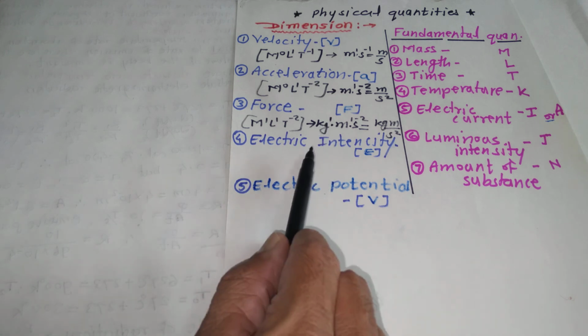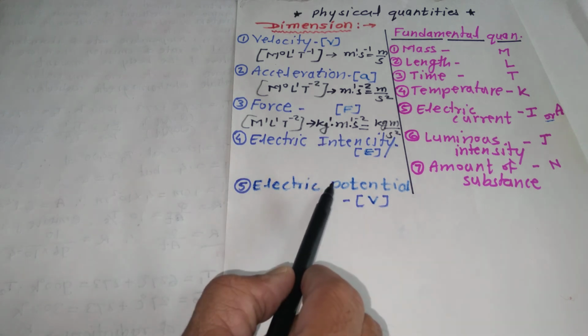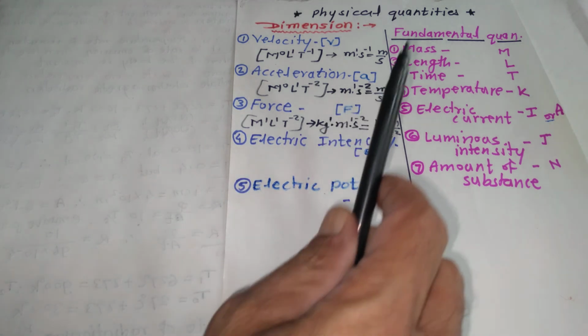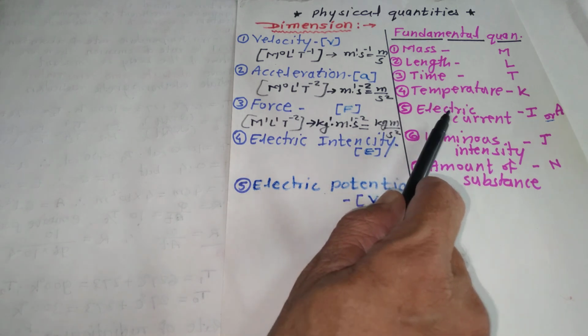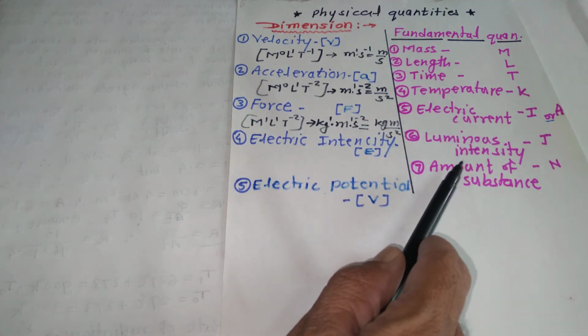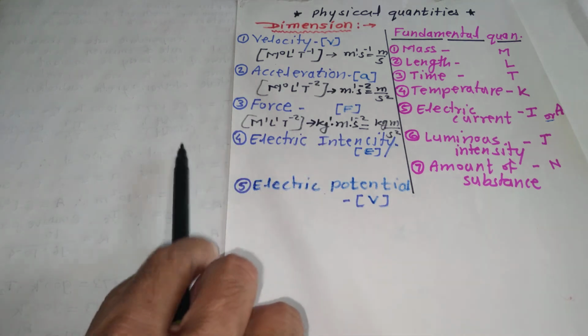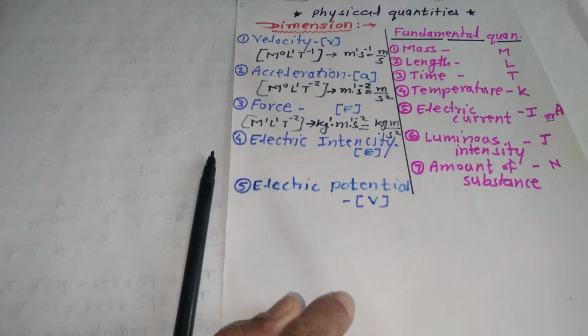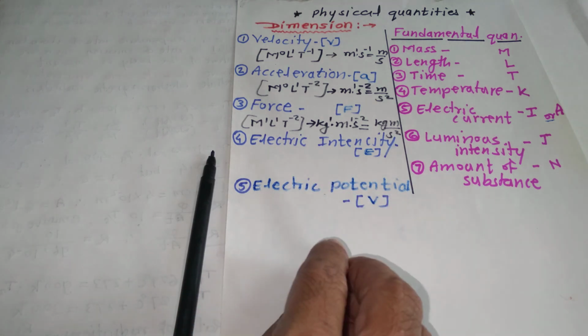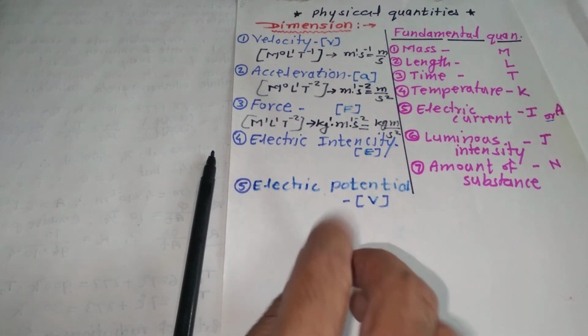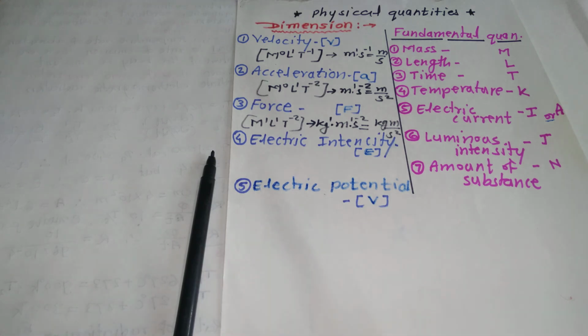Similarly, we can obtain the dimension of electric intensity and that of electric potential in terms of another fundamental quantity, electric current, and other cases also. I hope you understood the meaning of dimension. In the next case, we have to discuss how dimension can be obtained or how dimension can be produced for the given physical quantity. Thank you.